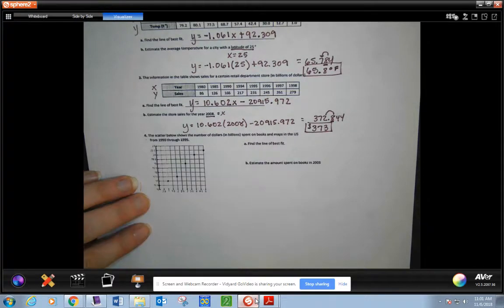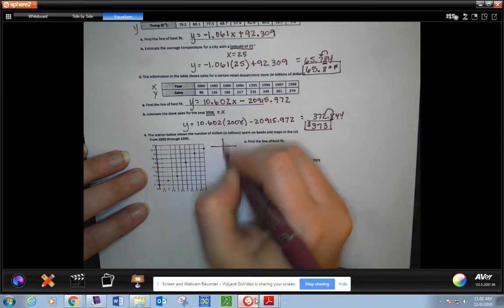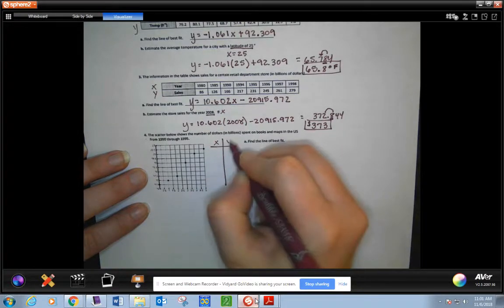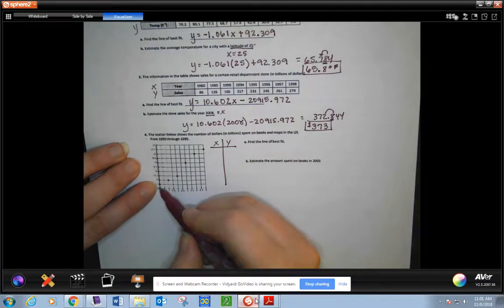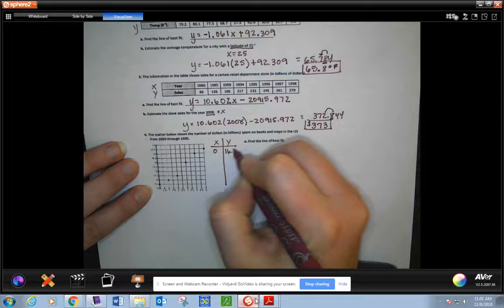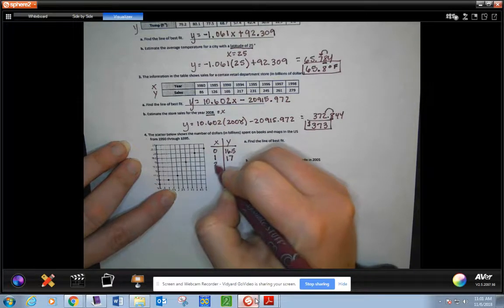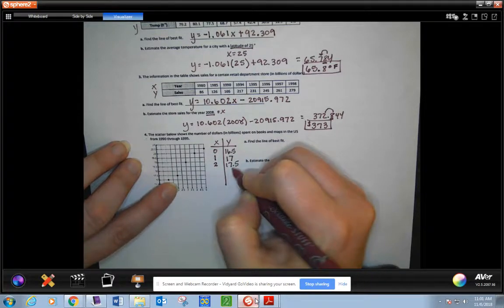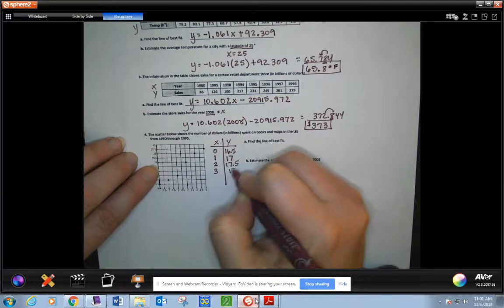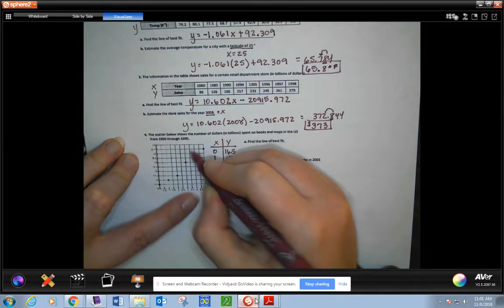Okay, for my last example, you're going to have to do a little bit extra work on this one. The scatter plot below shows the number of dollars in billions spent on books and maps in the U.S. from 1990 through 1995. Okay, so here's what I am going to do. I'm going to make a table because I need a table in order to put it in the calculator. My first point is right here at 0, and it's at 16.5. My second point's at 1 and 17. And then I'm at 2 and 17.5. And then it's at 3 and 19. And then 4 and 20. And then 5 and 20.5.